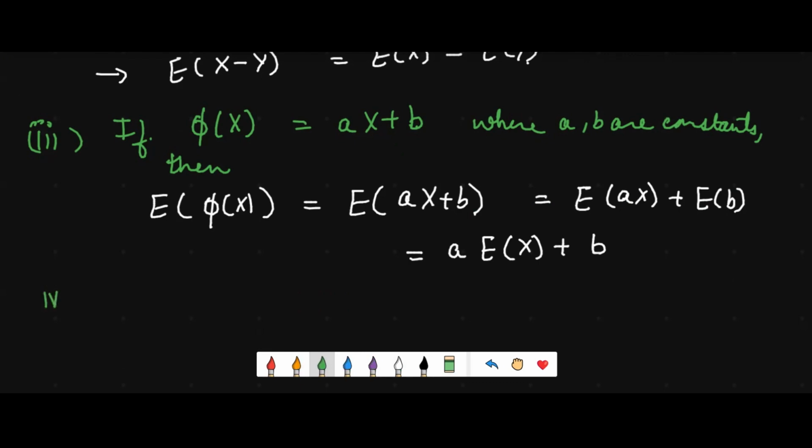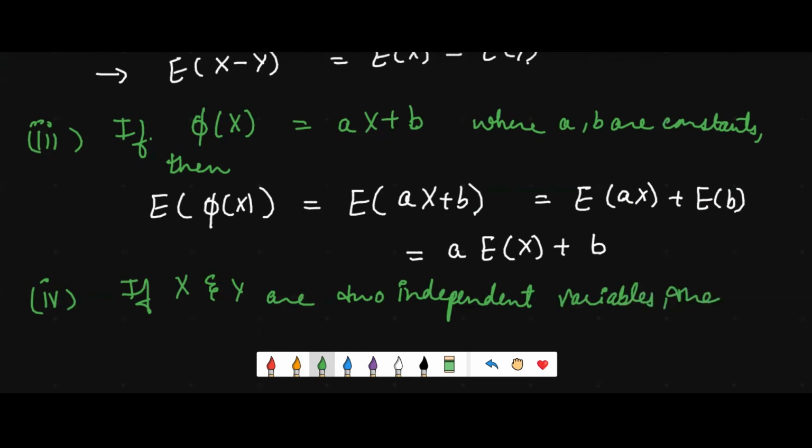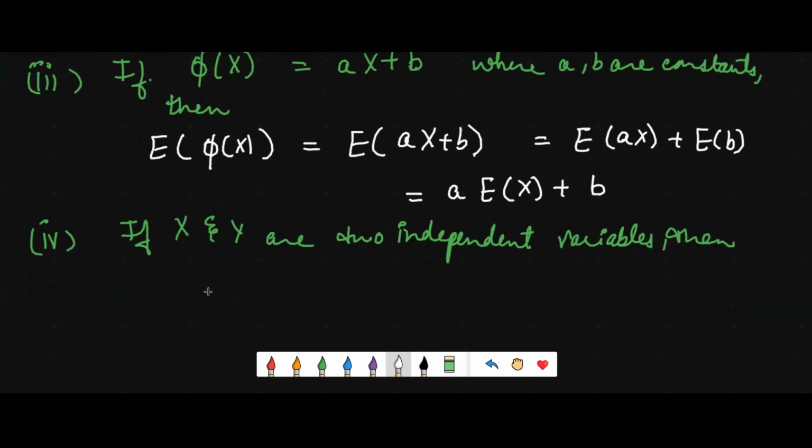The last and the most important property that we'll be using quite often in our upcoming videos is that if X and Y are two independent variables, then E of XY would be equal to the expectation of X multiplied by the expected value of Y. So these are some of the important properties of the expectation, and we'll be using all of these or some of these in our upcoming videos. So do remember all of these properties.